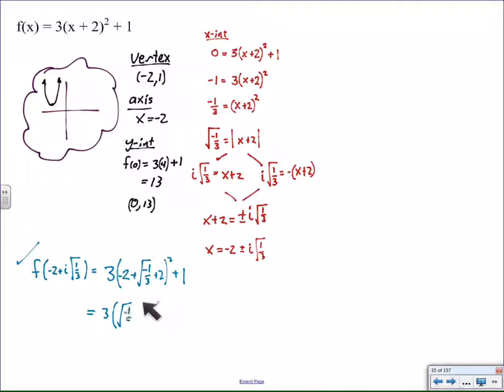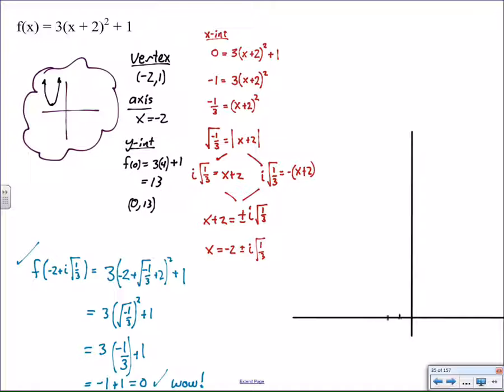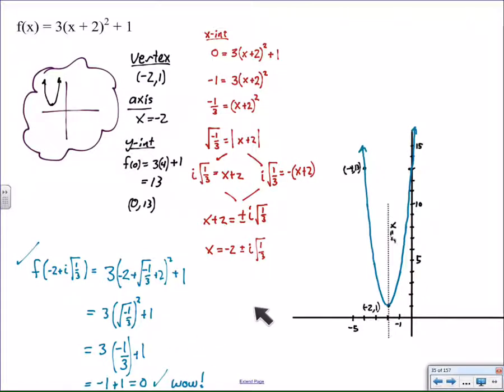Square it, add 1. Turns out inside, negative 2 plus 2, those zero out, and so now we have 3 times the square root of negative 1/3 squared, plus 1. I learned in high school that the square and the square root are inverses. They undo one another, so the square root and the square negate, and we're left with 3 times negative 1/3 plus 1, which is negative 1 plus 1, which is 0. So here you see a non-real number can be put into a function and get a very real result. That's just something you'll get used to as time goes on.